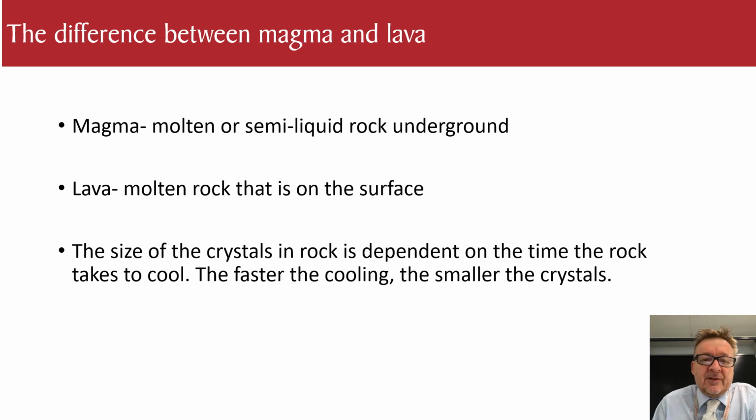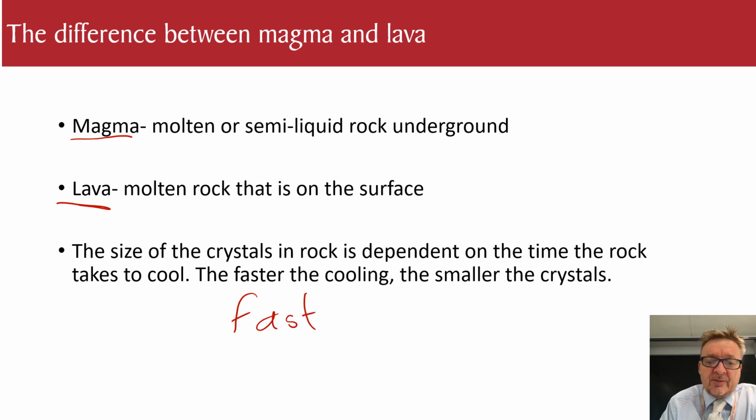Now, just a few definitions. Magma is the semi-liquid rock underground. If I was to drill down 50 kilometres, I'd hit molten rock. That is magma, the rock that is underneath the ground. Lava is when the molten rock actually hits the surface, when it comes out of a volcano. The size of crystals in rock depends on the time the rock takes to cool. If a rock cools fast, the crystals are small. If the rock cools slower, the crystals are bigger.